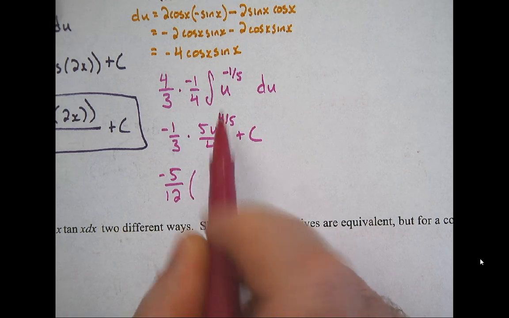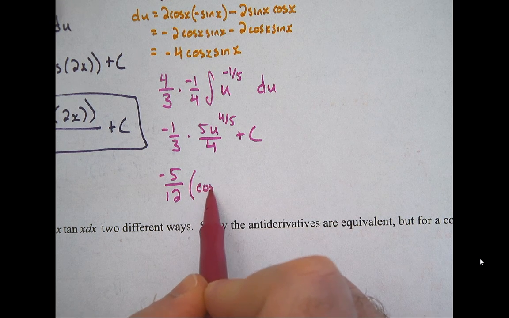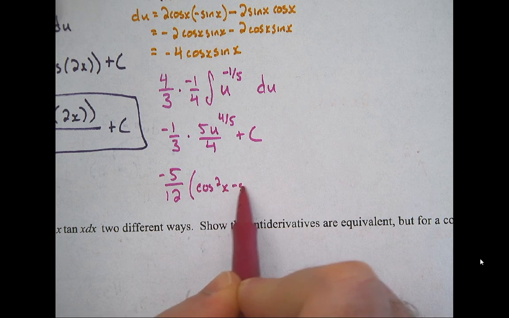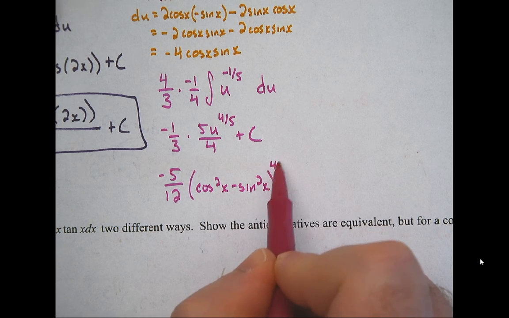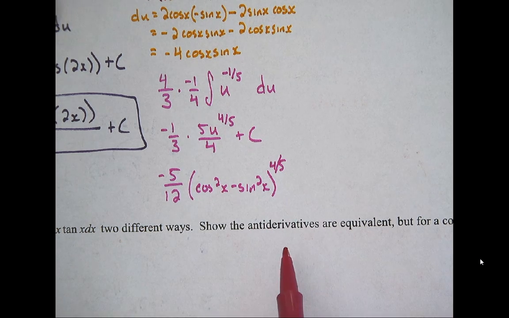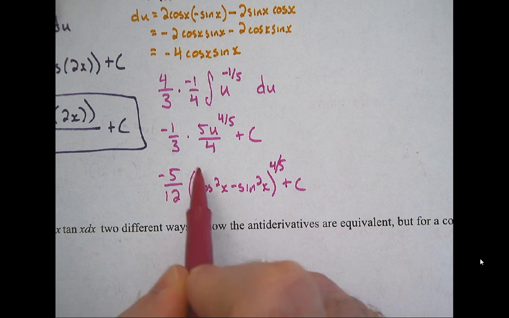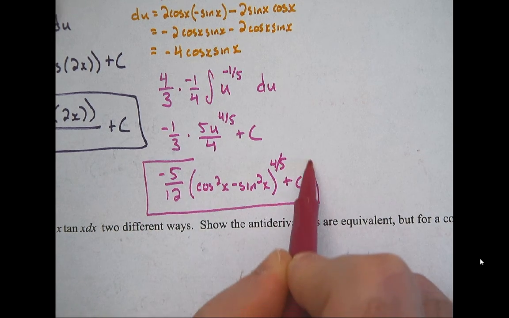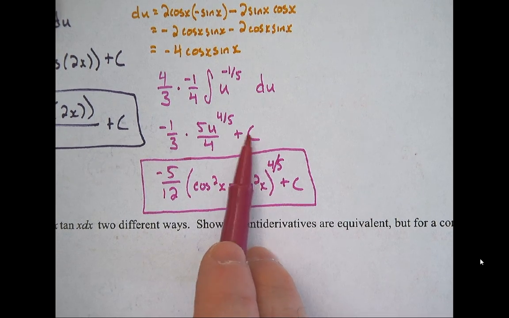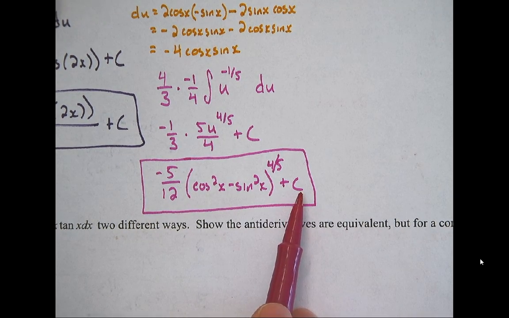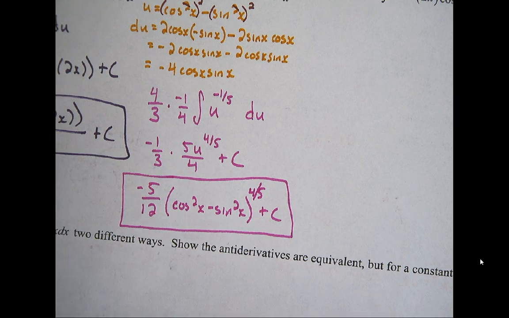Times, what did we say u was? Cosine squared x minus sine squared x to the 4/5. I don't like that 4/5, but it's going to have to do, plus my constant. Notice, as soon as I integrate, I throw a plus c in there. You must include that. You can't just put it in at the very end. You have to put it in through all of your work. They won't give you the point if you don't.